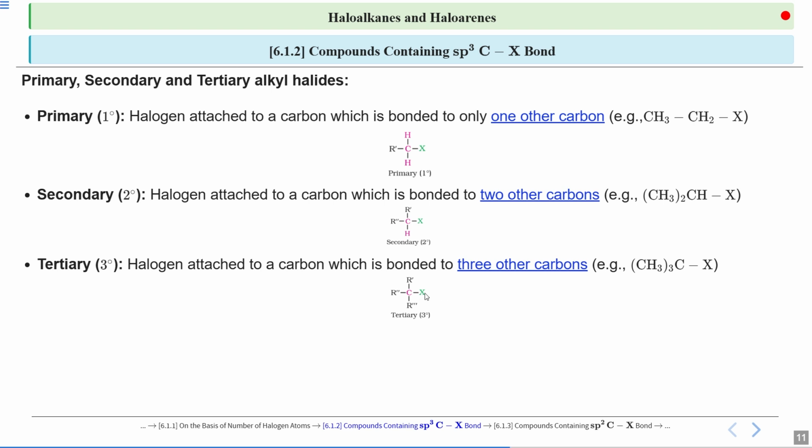Again this diagram. You can see that the halogen is attaching with the carbon and this carbon is attaching with 3 other alkyl groups, R prime, R double prime and R triple prime. This R prime, R double prime, R triple prime may or may not be the same. You can just focus on the fact that the carbon bonding with the halogen is also bonding with 3 other carbons of alkyl groups. So this is a 3 degree or tertiary alkyl halide. There is a note: R prime, R double prime, R triple prime are alkyl groups, as I said, and they may or may not be the same.